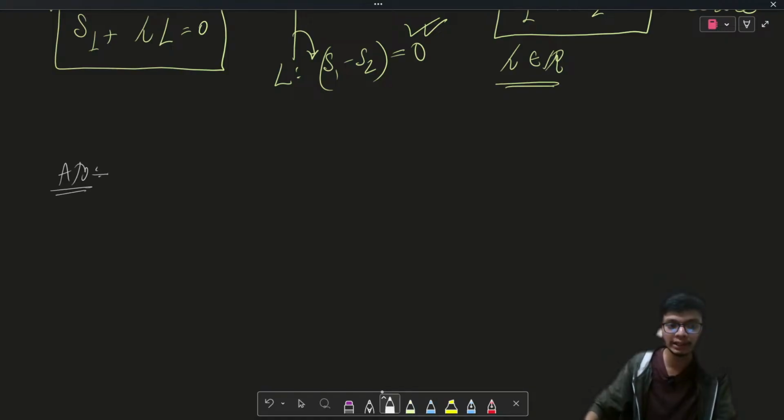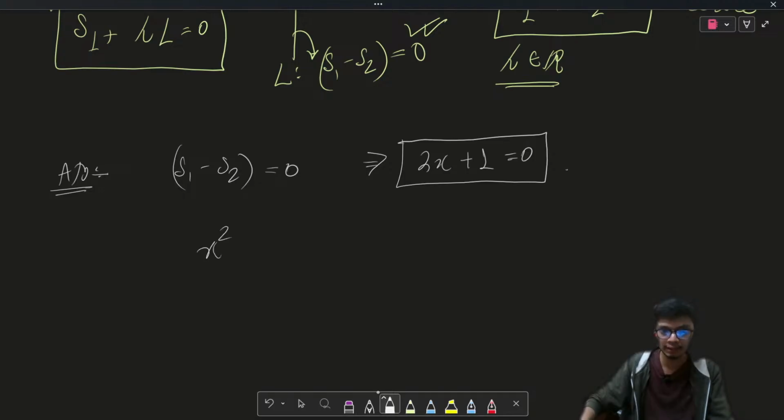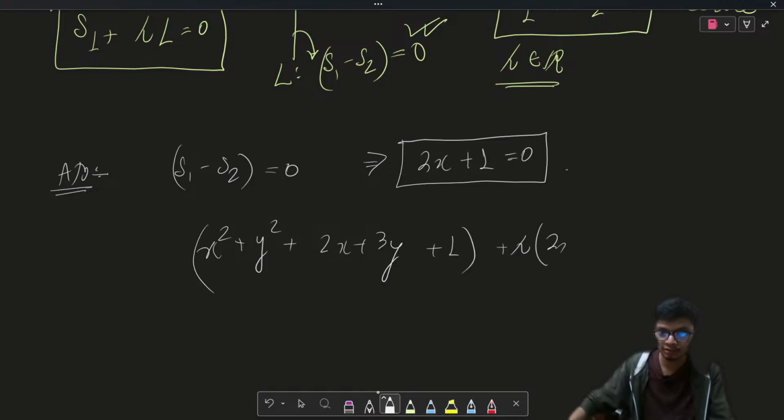So if I try to find out the equation of the line AB, then that can be given as S1 minus S2 equals 0, and that can be given as 2x plus 1 equals 0, right? And therefore the equation of this required circle can also be generated as x square plus y square plus 2x plus 3y plus 1 plus lambda times (2x plus 1) equals 0, where lambda is our variable parameter.